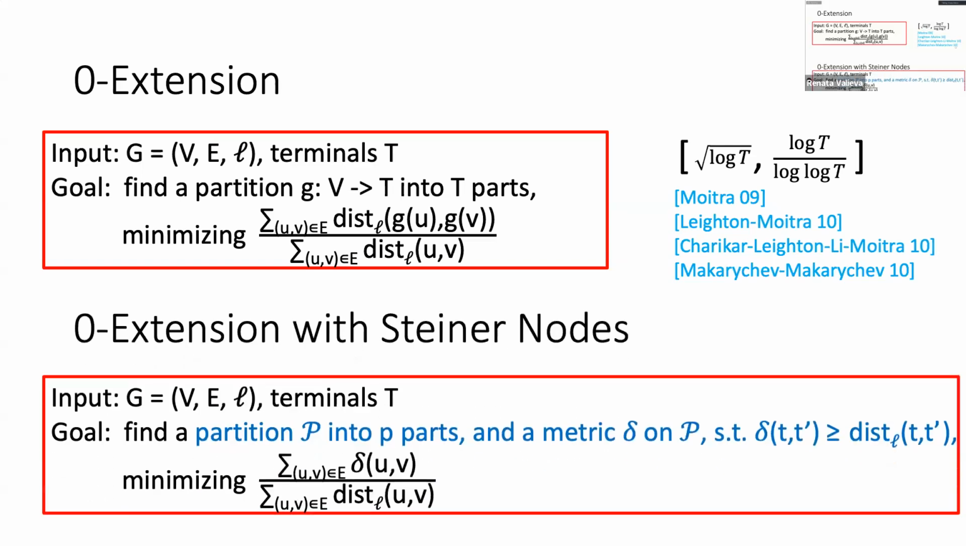And what we are trying to do is to consider a Steiner version. So we allow Steiner vertices, by which in the statement of the problem we allow partitions into more than T parts. We allow it into P parts, where P can be any function between T and S. And we also allow ourselves to manipulate the metric such that the terminal distance does not increase, if we still want to maintain that average distance. The terminal distance does not increase. And we are still minimizing the same ratio in all of the Q.